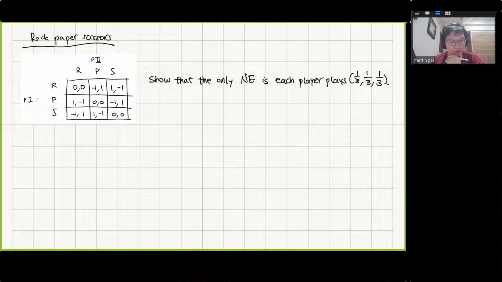Now, a couple of things we need to do for this. First of all, we need to know how to calculate expected utility for a player playing a strategy. But also, we need to use the support characterization to show that it is best possible. So let's just write down support characterization quickly.